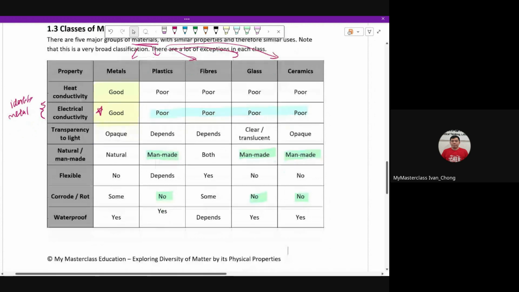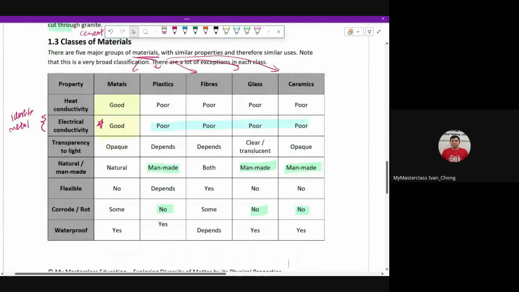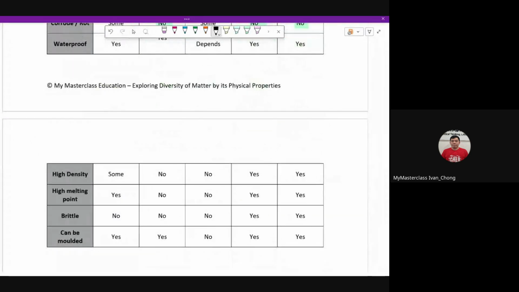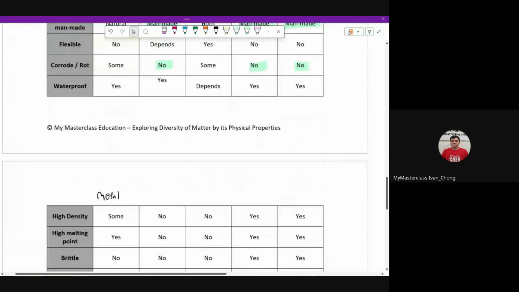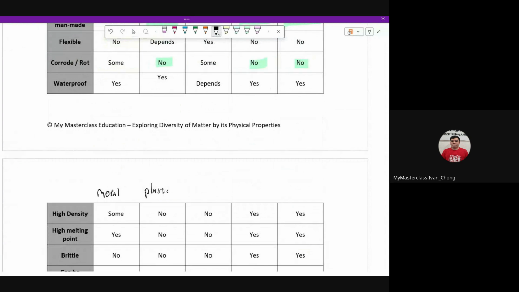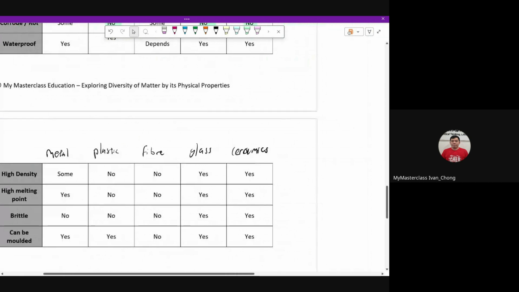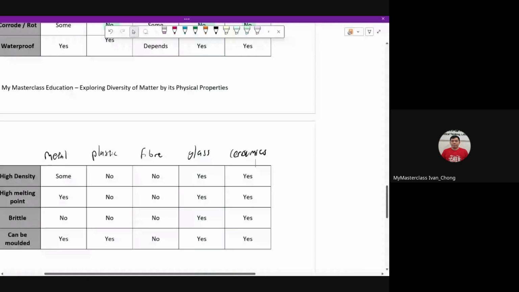So basically for your plastic, fibers, glass, and ceramics, it's a bit hard to identify which is which. So you need to be very, very careful about all of this. Okay, so let me just go to the next page to write metal. This is your plastic, fibers, this is your glass. And last but not least is your ceramics. Ceramics are all your pots, those kind of porcelain, your clay, stuff like that. So this is your clay, yeah, your porcelain, and stuff.